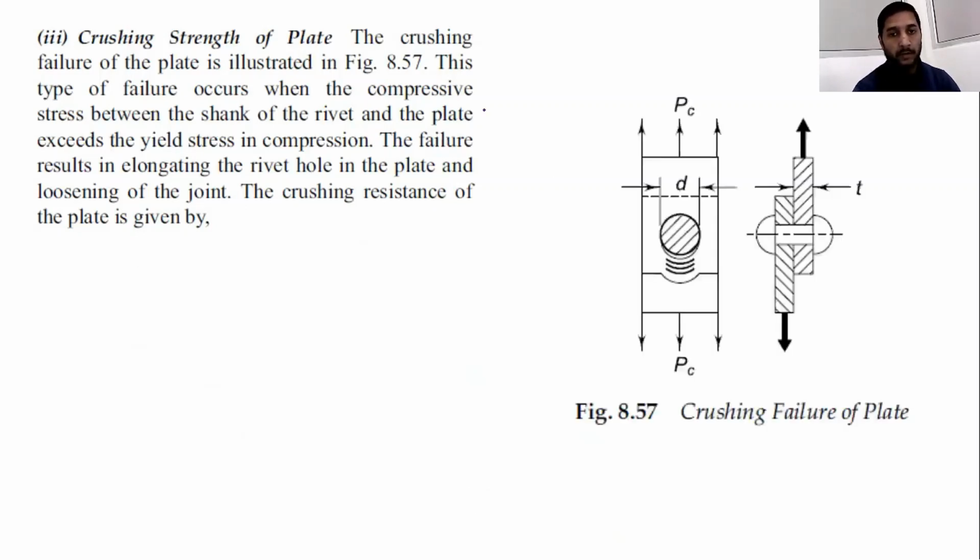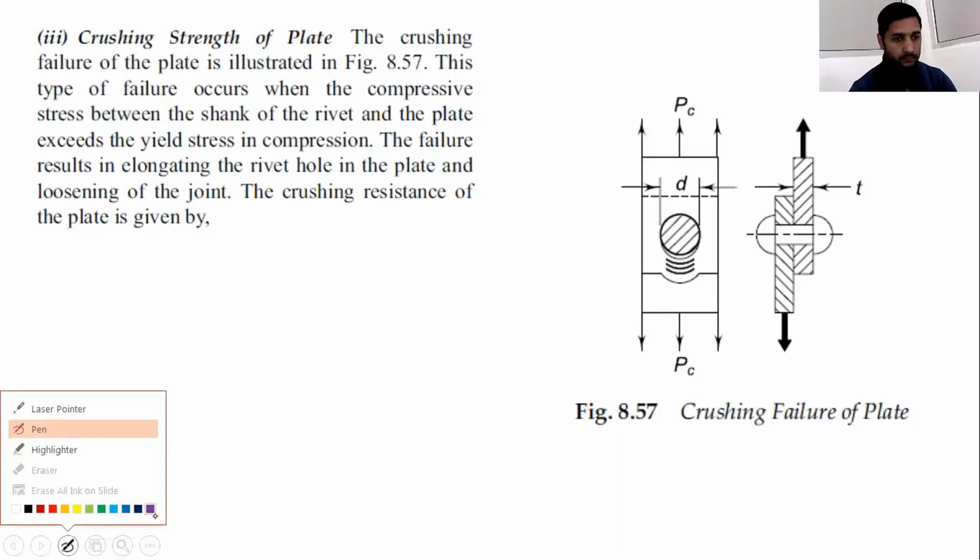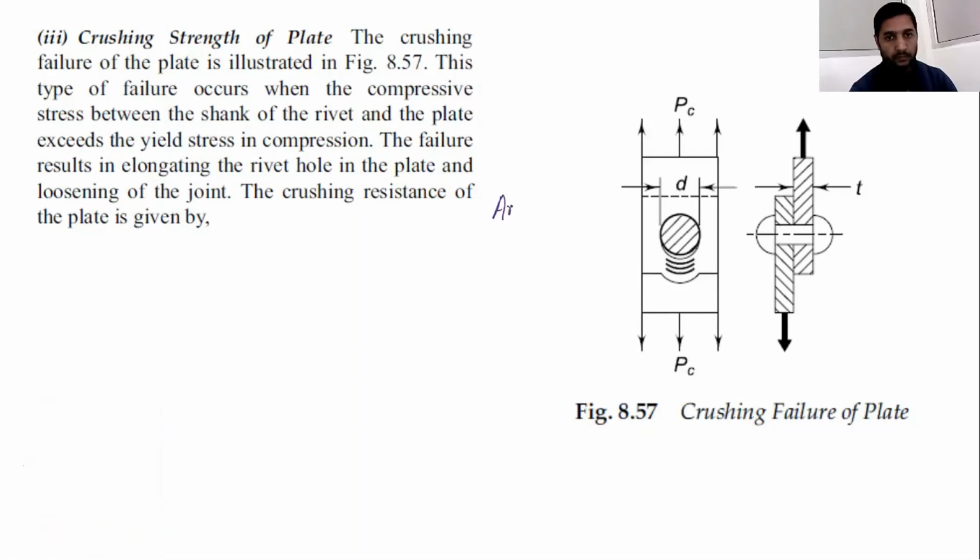Remember this thing. Okay, so area under crushing, if we find out area under crushing, it will be diameter of the rivet into thickness of the plate. And what will be your sigma c now? Sigma c, that is the crushing stress, will be Pc divided by d into t. Or from here the crushing strength will become, because we are calculating crushing strength of the plate, so crushing strength will become d into t into sigma c. This will be the formula.